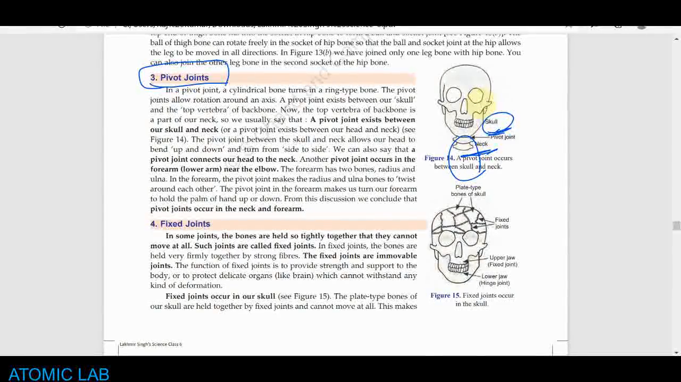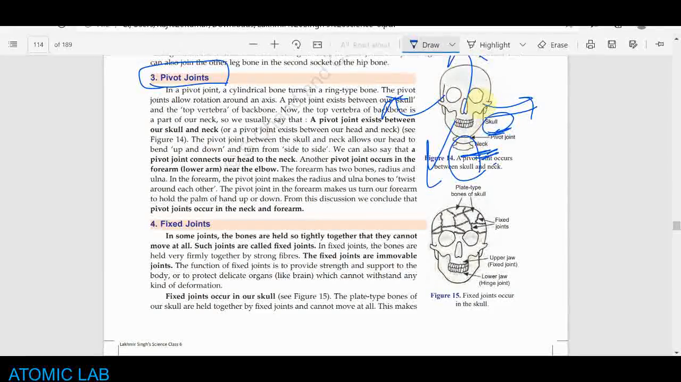We know our head can be moved to the left side and to the right side, and our head can also be moved upward and downward. So left side movement, right side movement, upside and downside, we can easily move in all directions. So this is generally known as a pivot joint, and a pivot joint is present between the skull and the neck, and it is also present in our lower arm.